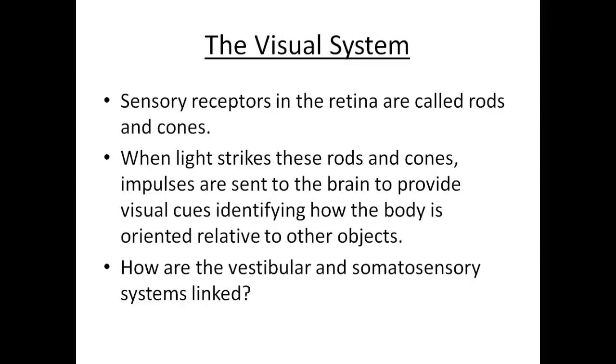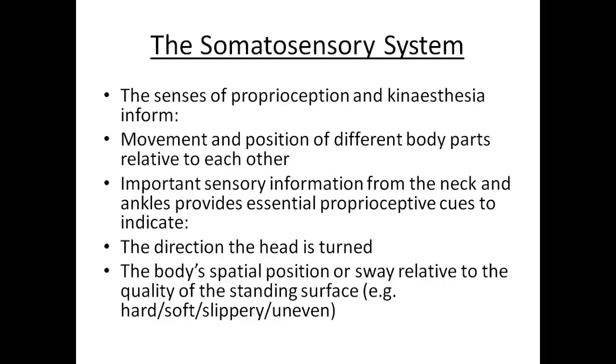So how are the vestibular and the somatosensory sensors linked? The somatosensory system is about proprioception and kinesthesia, and these inform the movement and position of different body parts relative to each other. Important sensory information from the neck and the ankles provides essential proprioceptive cues to indicate the direction the head is turned and the body's spatial position or sway, relative to the quality of the standing surface, if that's a hard concrete surface or a more difficult uneven surface.